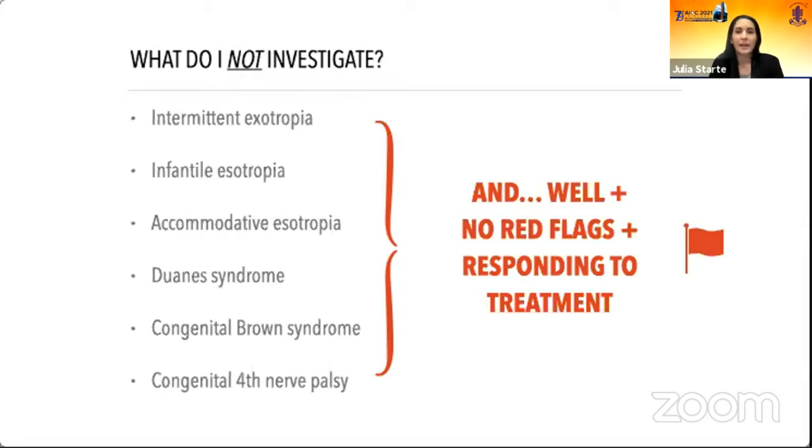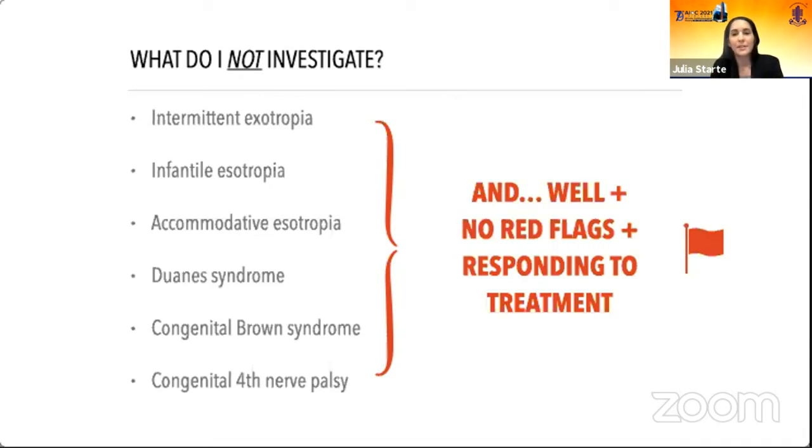So just to give you a quick example, a baby presents to you at 11 months of age with a large, constant esotropia who appears to cross-fixate and has equal vision. They're a well baby, they're growing and developing as you'd expect, and they've got all the features of infantile esotropia, and you'd want to diagnose them as infantile esotropia.